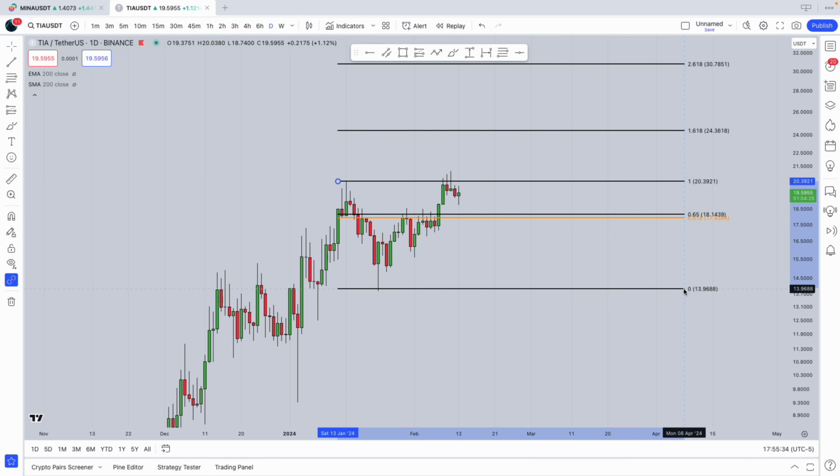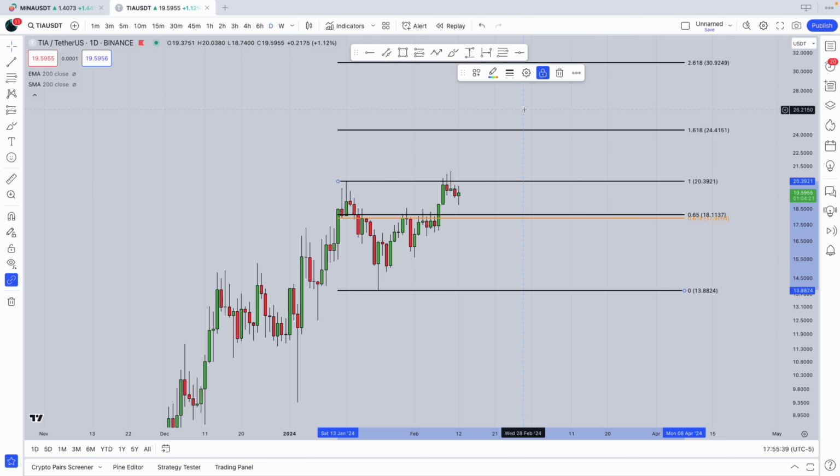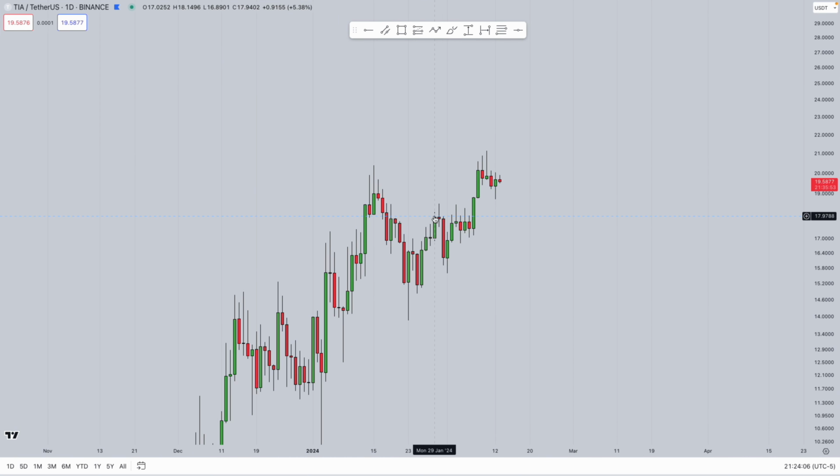So yeah, typically you want to take your fib extension from the bull market high to the bear market low. Now on newer coins, you might have to draw it from the most recent pullback. That's how I would do it. So hopefully that helped you guys, give you an idea of how to trade price discovery.